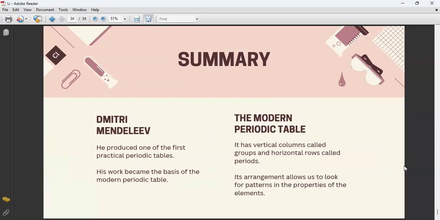Okay, so it's a wrap, guys. We have seen about Dmitri Mendeleev. He was the first one who produced a practical periodic table. His work became the basis of the modern periodic table. It has vertical columns, which we call groups, and horizontal rows, which we call periods. Its arrangement allows us to look for patterns in the properties of the elements.